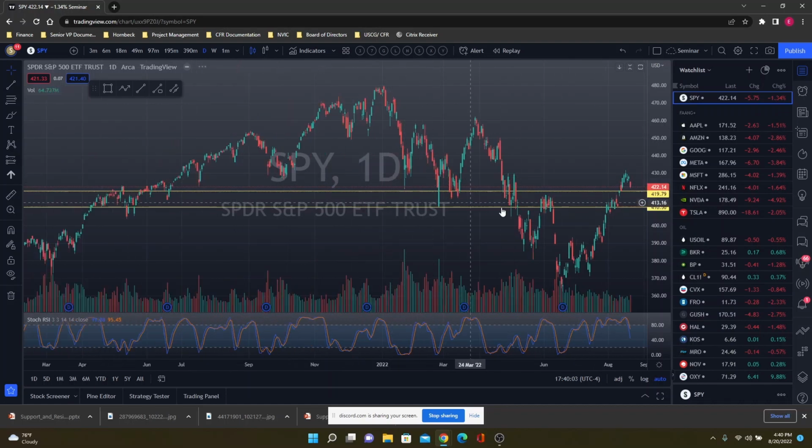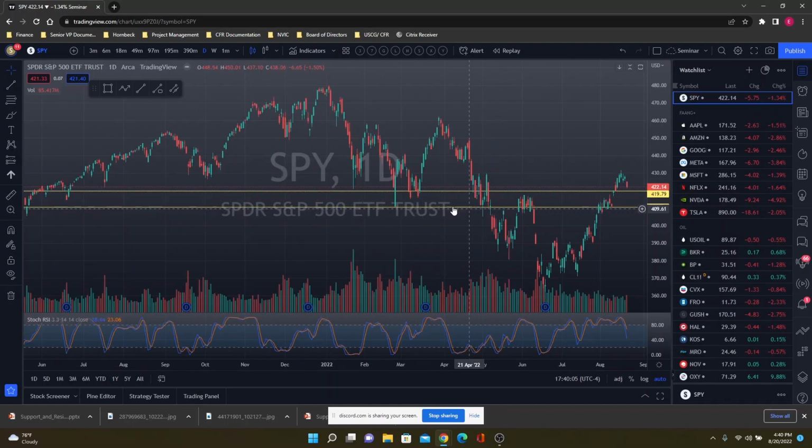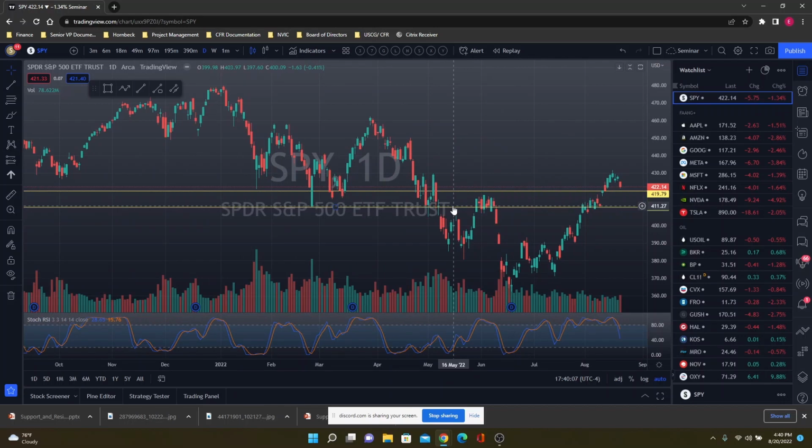So when charting, please don't chart with Heikin Ashi unless that's all you're ever going to look at, because things become very muddy when you mix the two.